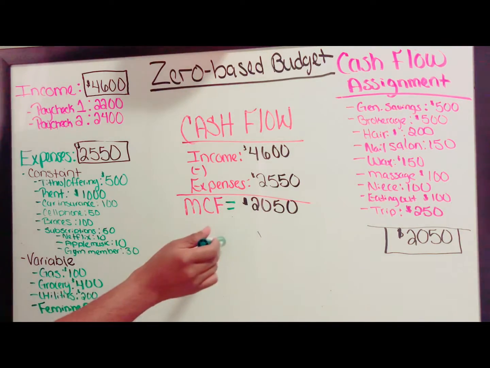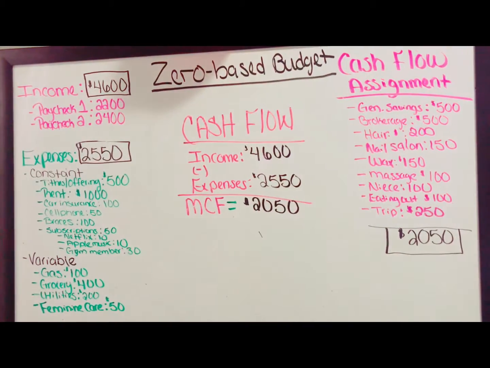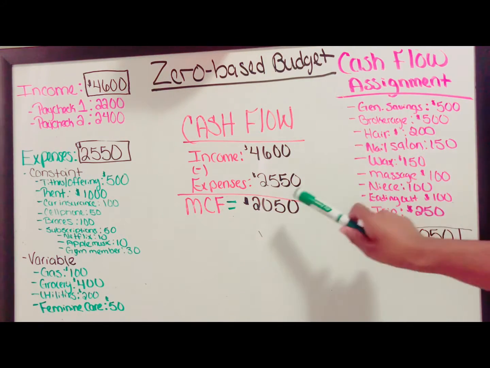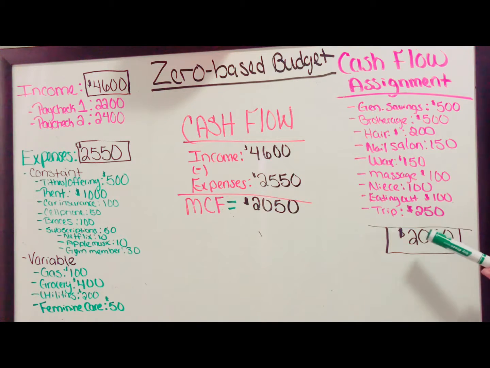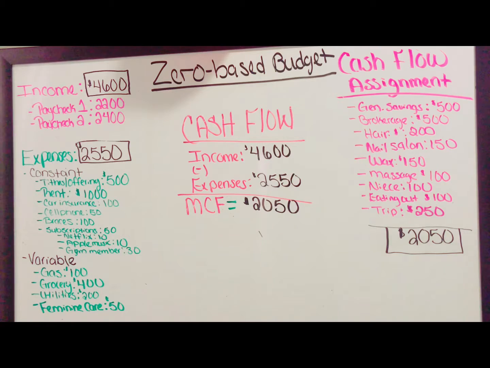But if you do have a cash flow, you next want to assign your cash flow. You want to tell your money where to go. Money is not just slipping away from you. You are telling it where to go. All right. So this number always has to equal this number. Always. This must equal this.